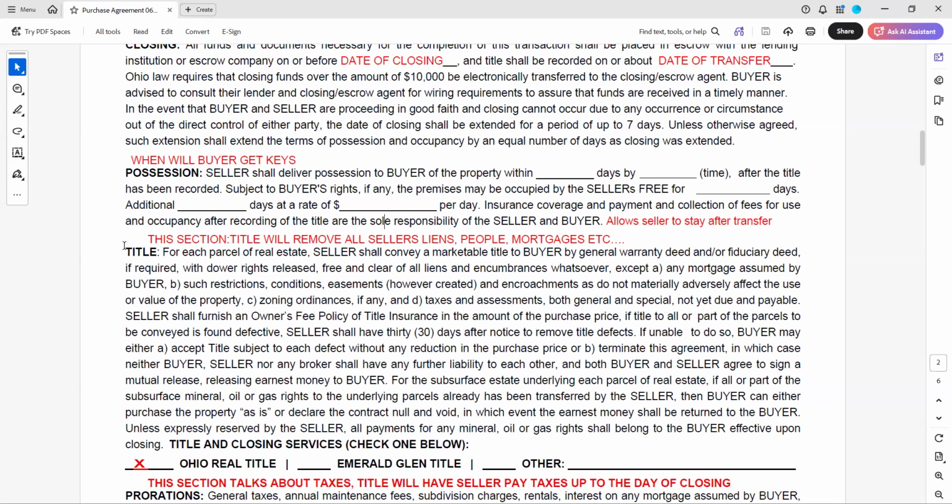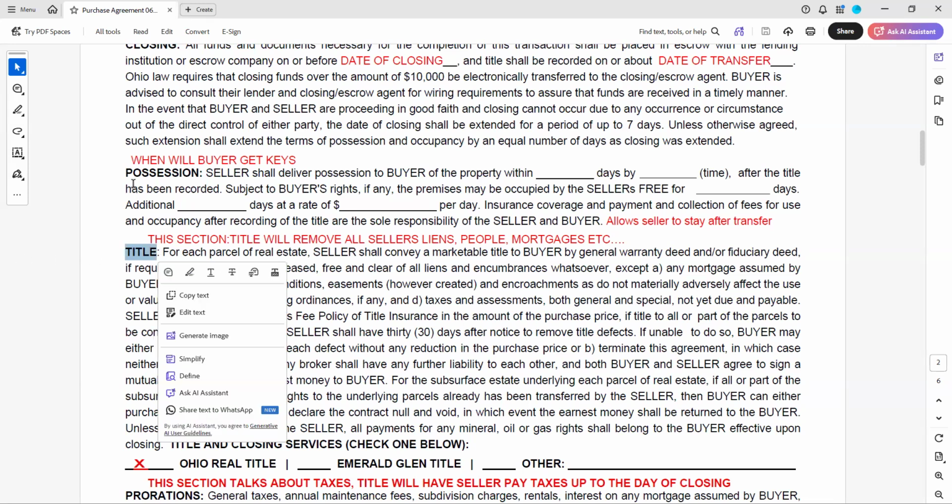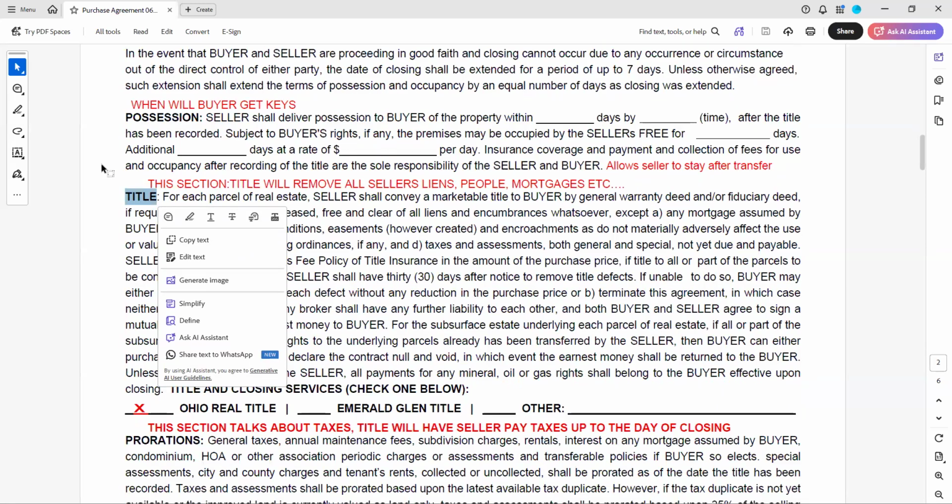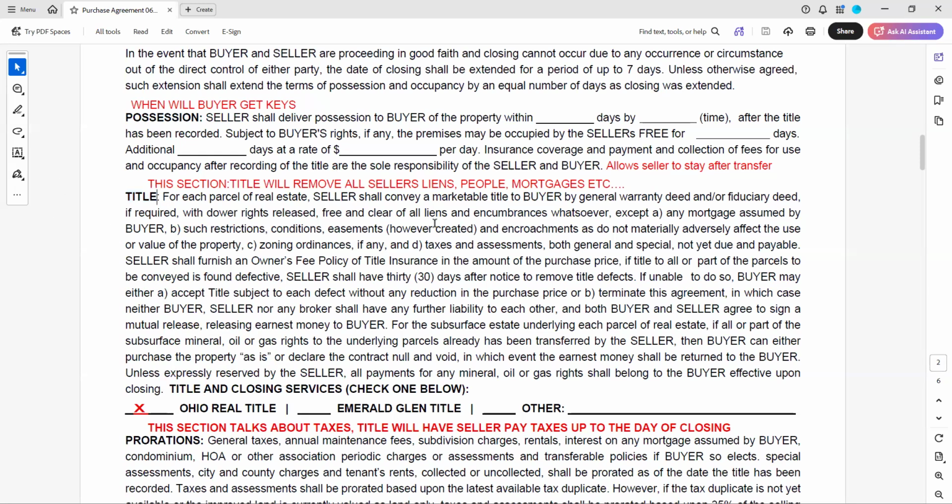The section for title is basically the title company is going to come in and they're going to remove all the seller's liens, all the people that are listed on their title, all the mortgages, anything that is not supposed to convey to the buyer. So things that could be an exception on the title would be things like encumbrances or easements, things that run with the land, zoning ordinances, and of course your taxes.